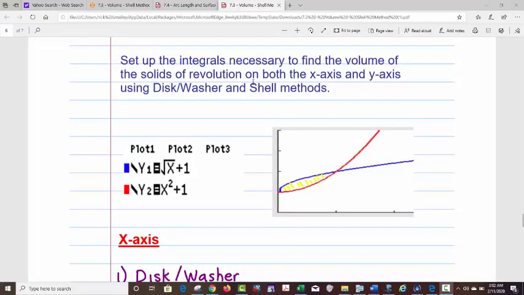Okay, let's take a look at this example where we're going to take these two functions and find the volumes of the solid by both methods and both axes. In other words, we're going to find the x-axis revolution using both disc or washer and shell. And then we're going to revolve them around the y-axis using disc, washer, and shell.